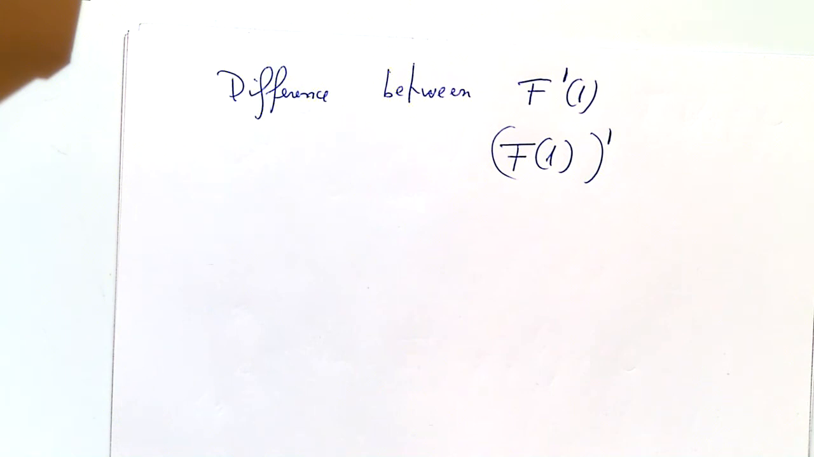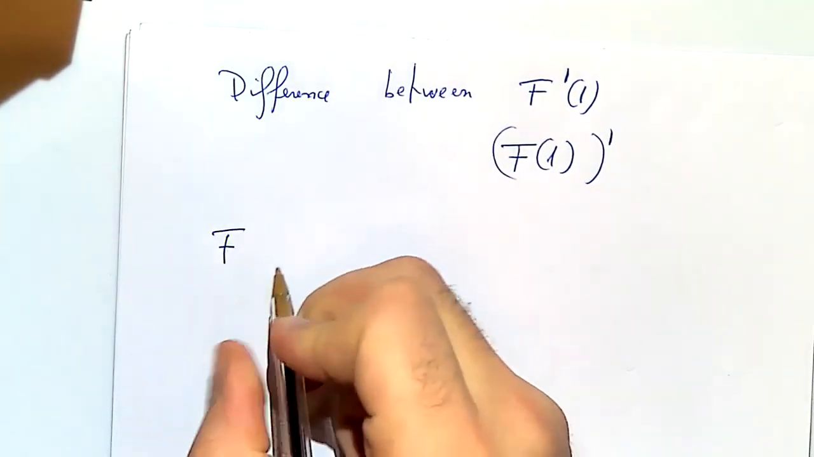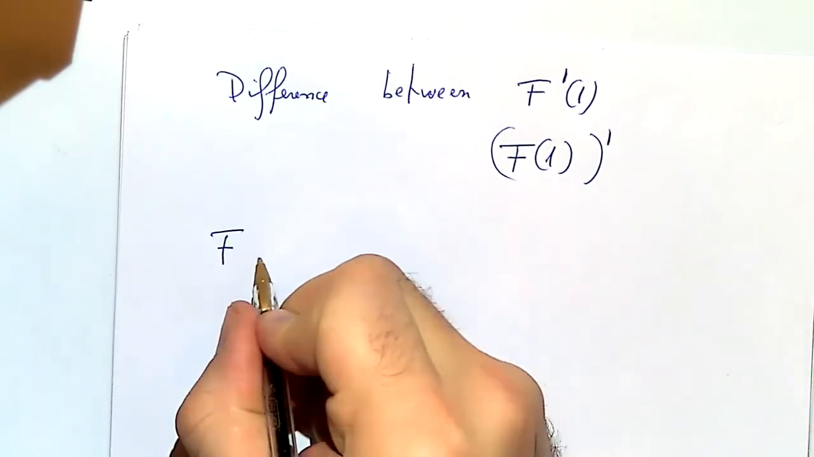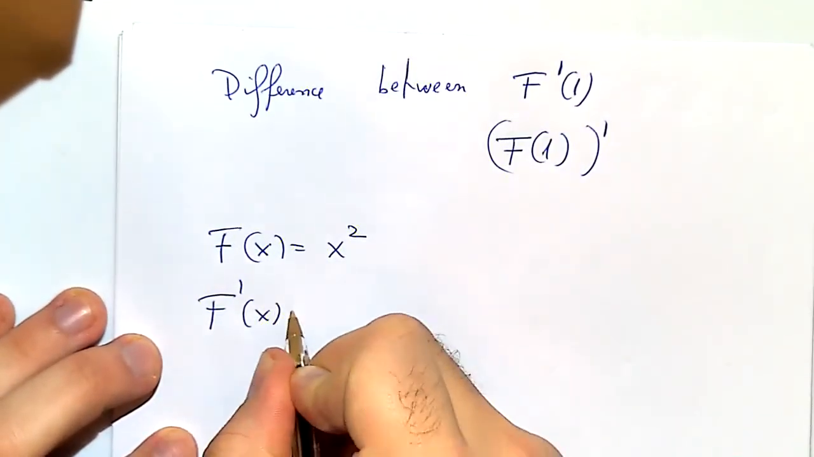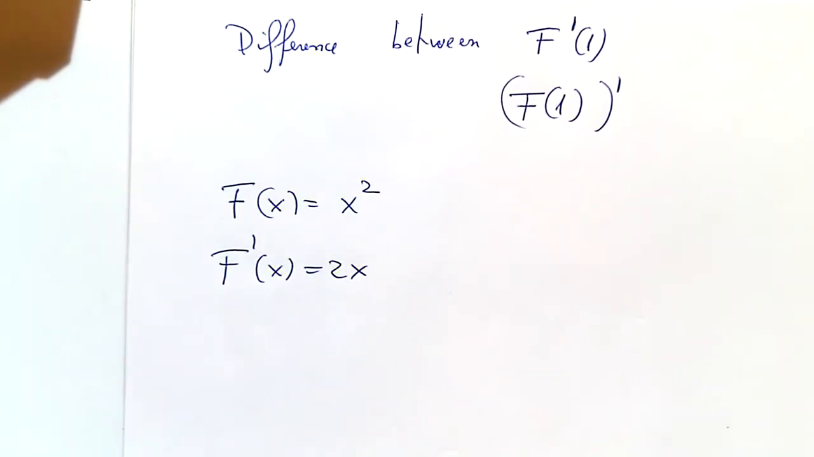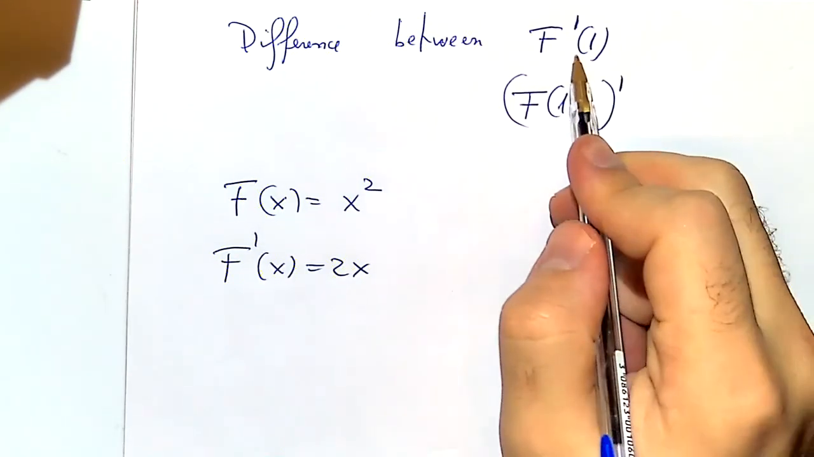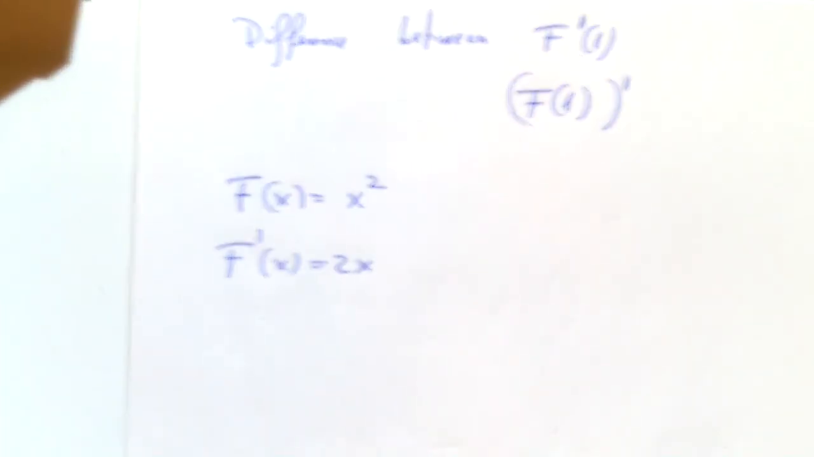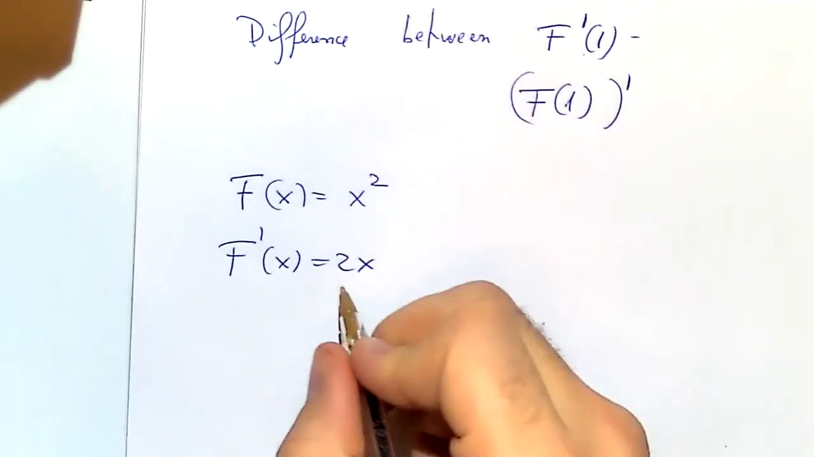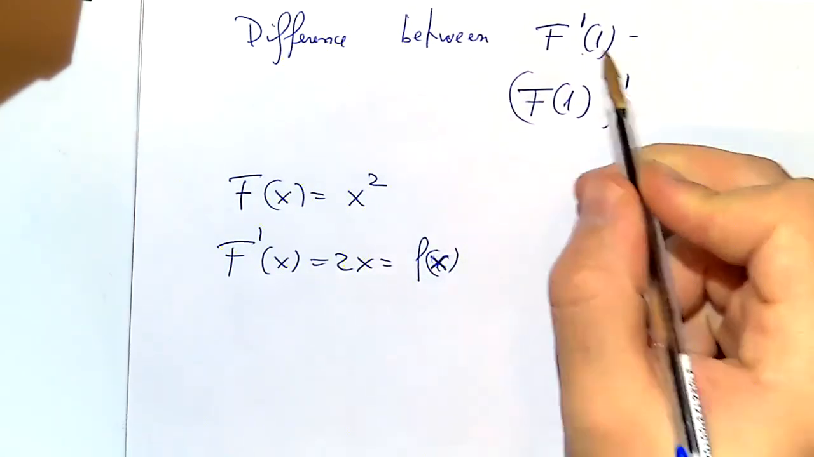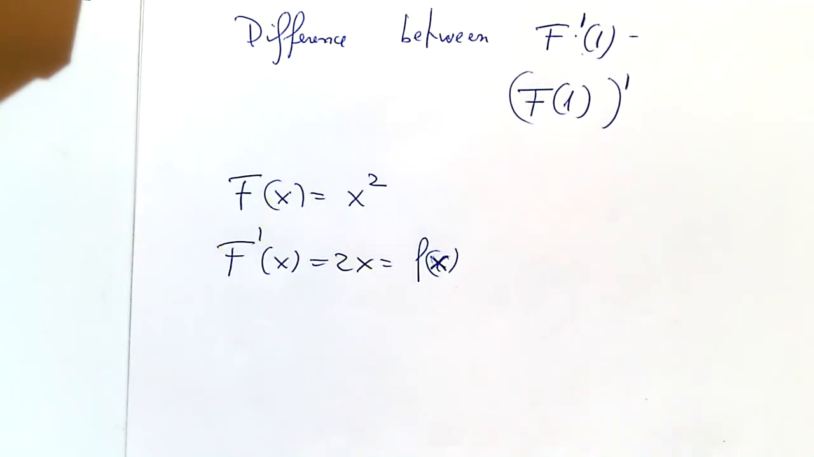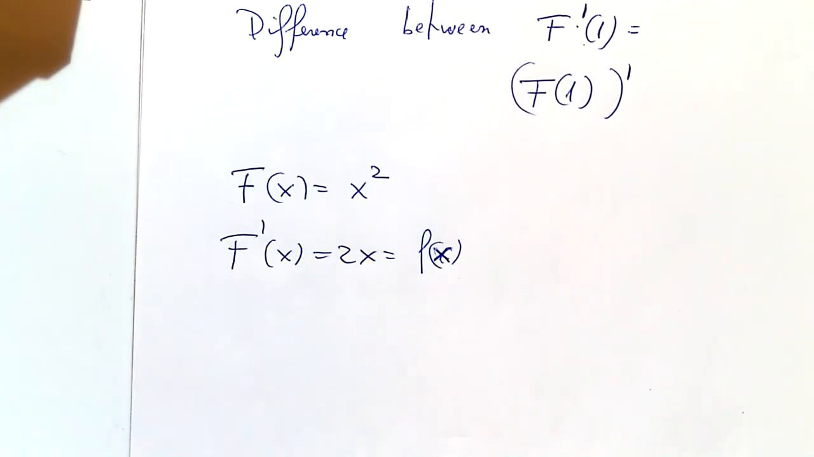I'll show you an example. Let's just take a simple example. Big F of x is equal to x squared. F prime of x is equal to 2x. Now, let's see. F prime of 1 is the same as, let's call this F prime of x equal to small f of x, the derivative. When the prime is next to the function, it means that you are referring to the derivative of the function applied to the value 1.